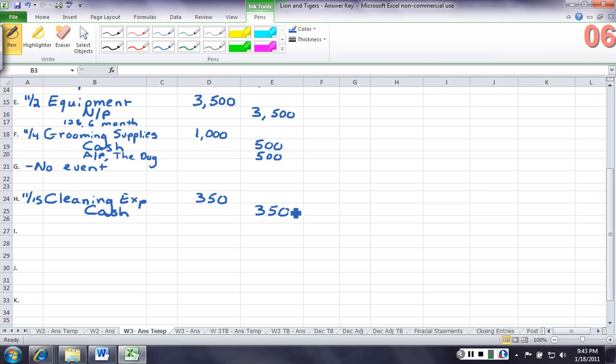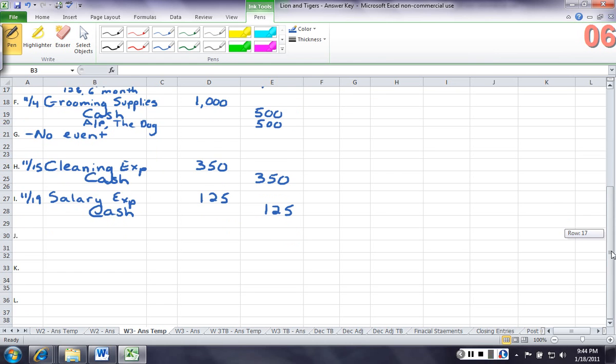On November 19th, we're paying Carmen. So we're going to debit salary or wages expense. Our chart of accounts, I believe, called it salary expense, for $125, and I'm going to pay with cash, so I'm going to credit cash. Now some students find it easier to figure out the cash first, and that's fine if there is cash, but always make sure you debit first and you credit second.